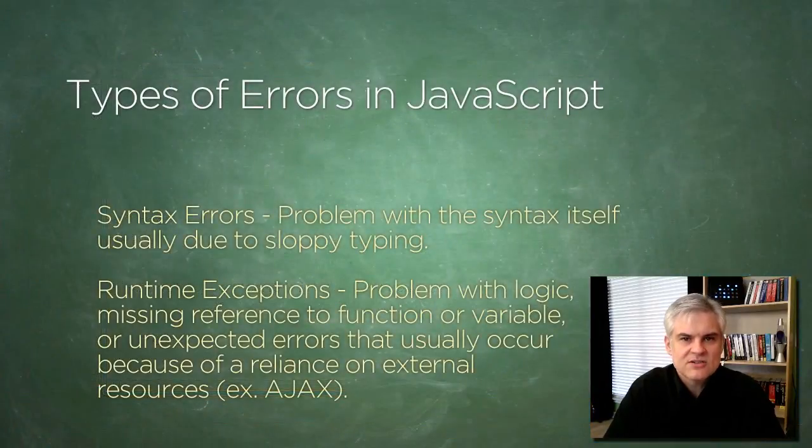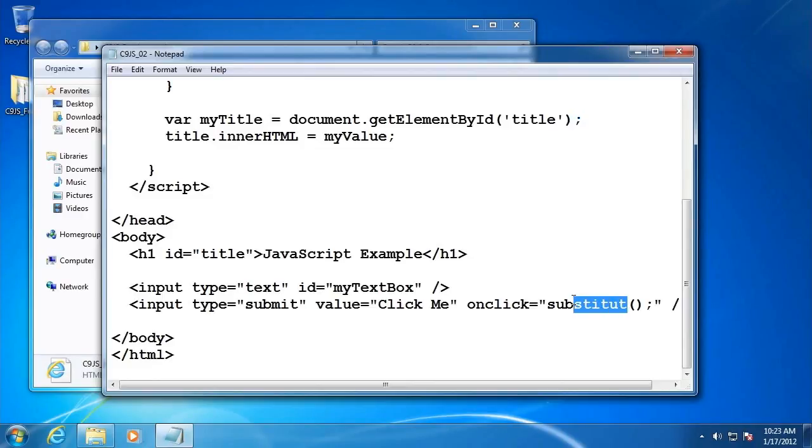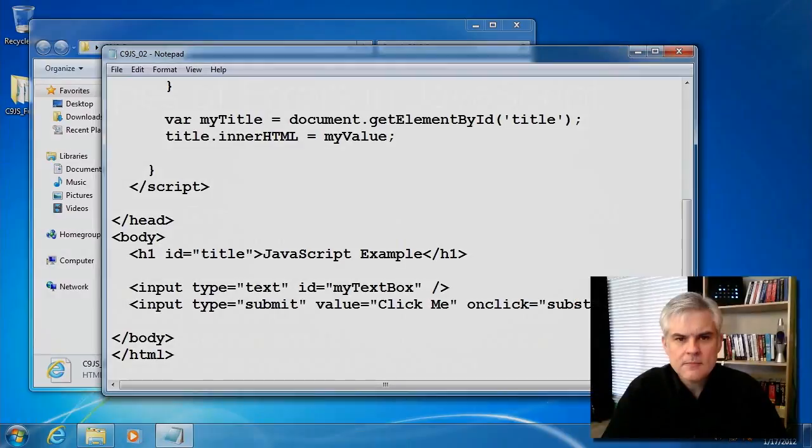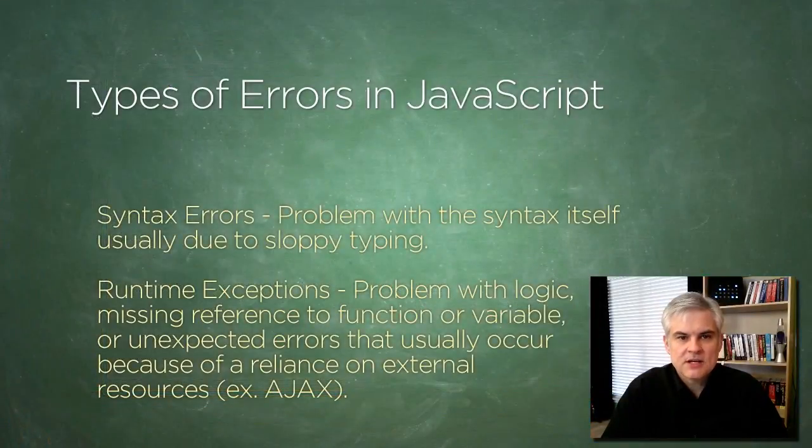There are syntax errors. These are things like forgetting a closing quotation mark, or a closing single quote, or a closing parenthesis, or not using a semicolon at the end of the line of code. Somehow the code is improperly formed. Then there are runtime exceptions, and these pop up because of an undefined variable, like we have here, an undefined function name. We never created a function with the name substitute without the E. In this case, we attempted to call a non-existent function.